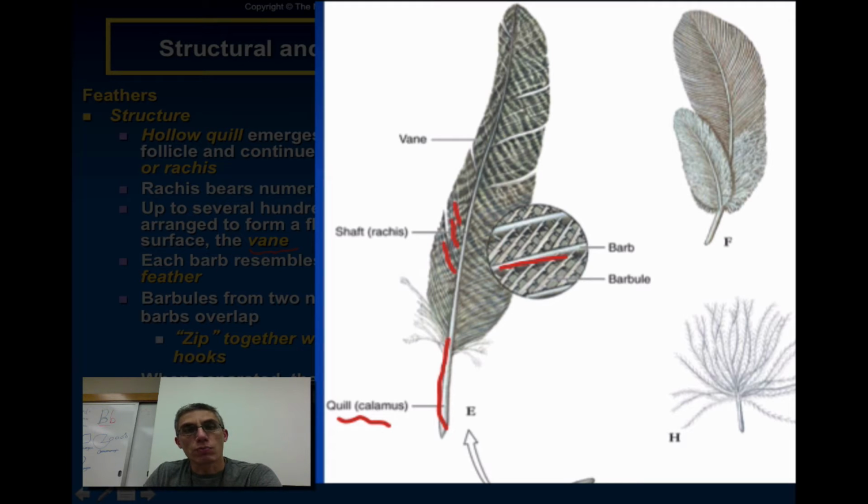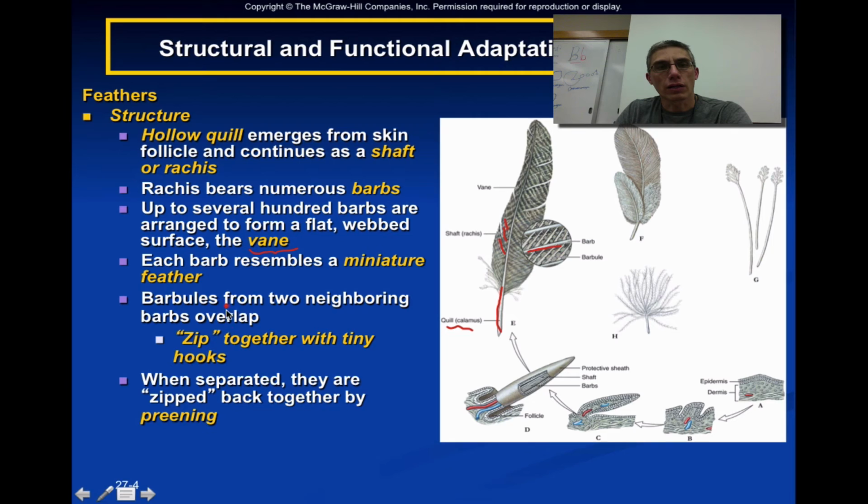And so any of this area that you see right here is going to be considered the vein. Now each barb is going to resemble sort of a miniature feather in itself, and so if you look here, we have the barb as we had said, but then you have something called barbules that are going to be sort of overlapping each other. And so what they do is they basically allow this feather to sort of zip together.